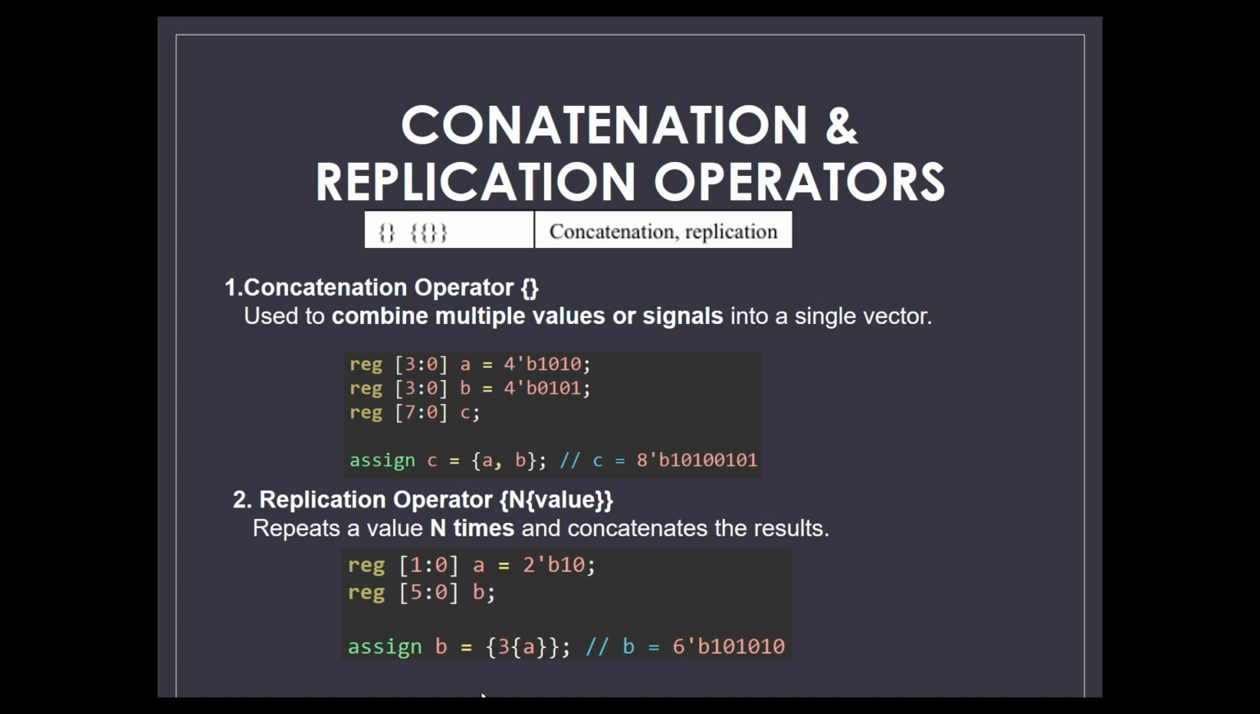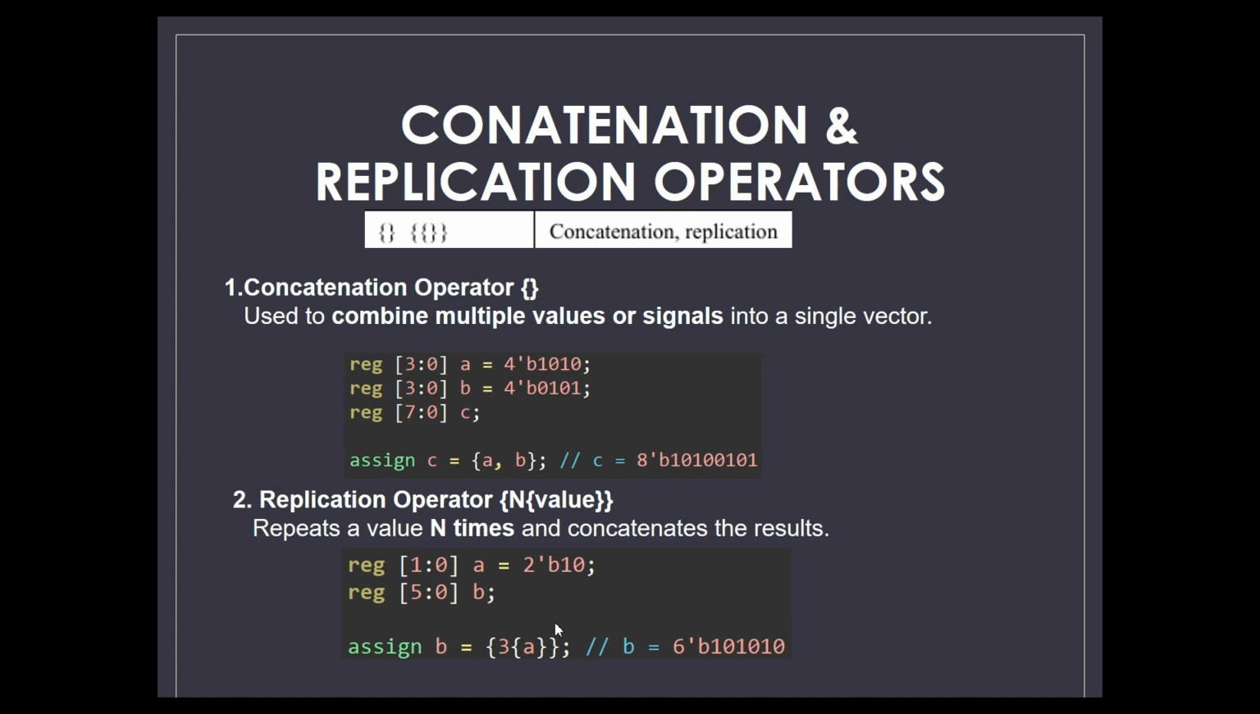Now we also have the replication operator. That is, this repeats a value n times and concatenates the result. I have a register A which is 2 bits. The value of register A is 1, 0. Now I assign B is equal to 3 replication of A. This is the syntax of the replication operator, where 3 signifies how many times I want to replicate the value of A and then assign it to B.